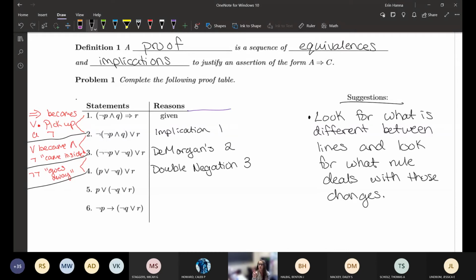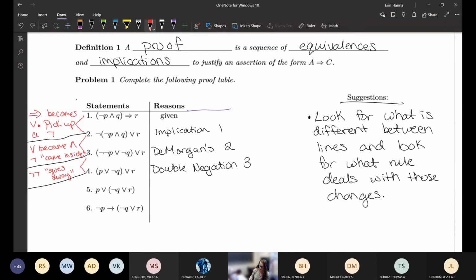on line 3. And remember, the equivalence rules go both directions. So the inference rules only go one way, kind of. Note that the arrows in that table only go in one direction, where the equivalence goes in both directions. So it doesn't matter that we were starting with not P and became P. It's still double negation. We can go both directions there. Questions so far? Okay.